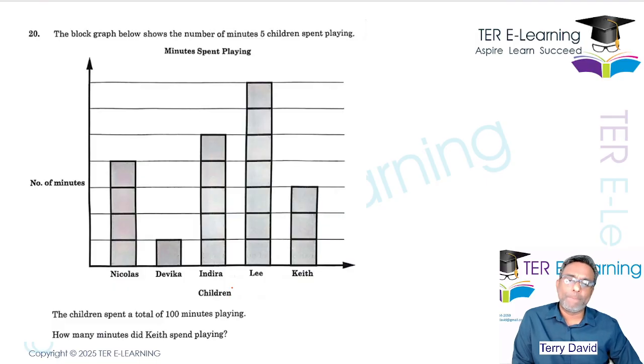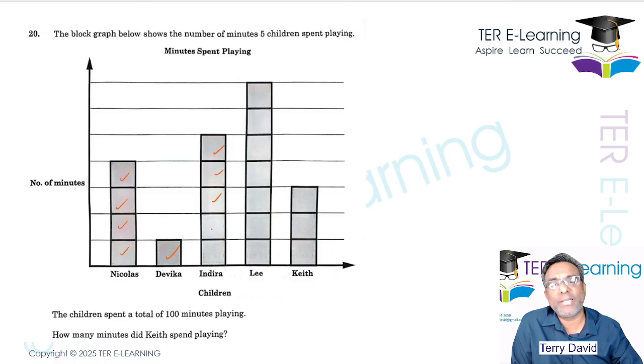Number 20. The block graph below shows the number of minutes 5 children spent playing. So we have number of minutes children spent playing. The children spent a total of 100 minutes playing, right? How many minutes did Keith spend? So what I would do, right? So that's number of minutes playing. So let's see how many blocks we have. 1, 2, 3, 4, 5, 6, 7, 8, 9, 10, 11, 12, 13, 14, 15, 16, 17, 18, 19, 20. So we have 20 blocks, right? So 20 of these blocks here is actually equal to 100 minutes.